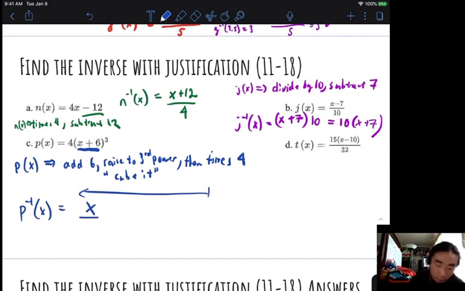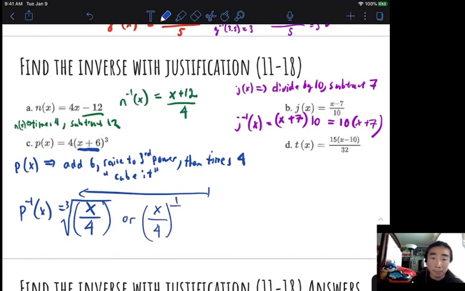All this is going to be raised. How do you undo cubing? Like with squaring, there's square root. So this one, you take the cube root, and we can represent it like this, or you can write it like this, using fractional exponents. That was the second step. And then lastly, we have to add 6 to this thing. So that's the answer for part C.